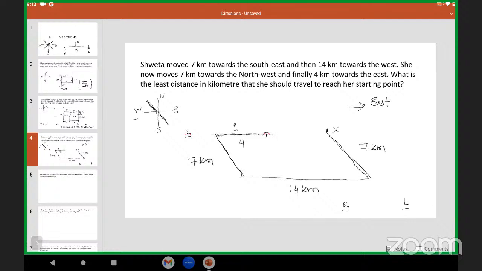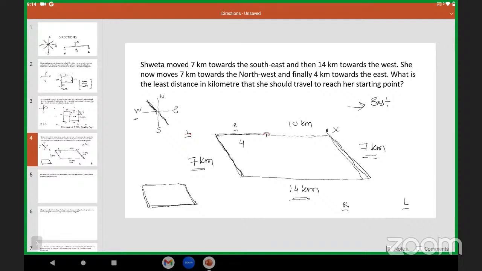Now this is nothing but a parallelogram image. So this direction image is of a parallelogram. Which means if these two parallel sides are equal, then this distance is also going to be the same. So that means this will be 10 kilometers from her initial point.